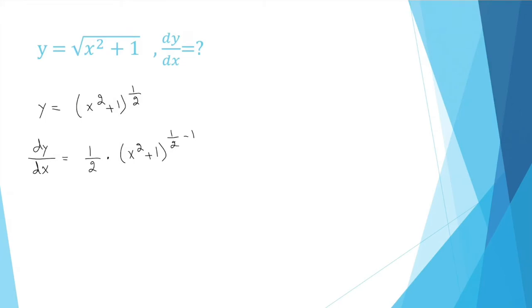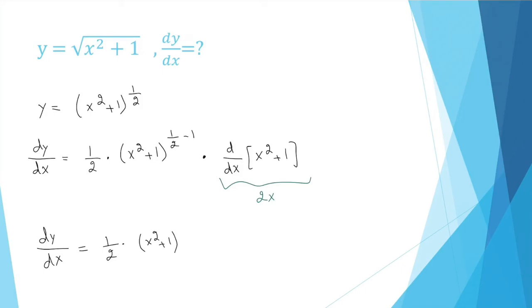And lastly, because we had a composite function and we need to use the chain rule, I need to multiply it by the derivative of inside. And by inside, I mean everything except the exponent. Because in this case we had to use the power rule, the inside for us would have been everything except the exponent. So I need to multiply it by the derivative of inside according to the chain rule. And what is the derivative of x squared plus 1 with respect to x? It's 2x.